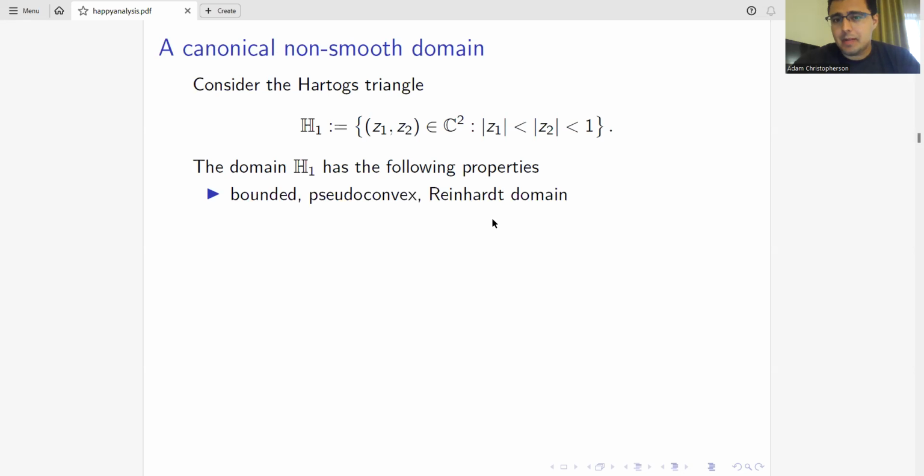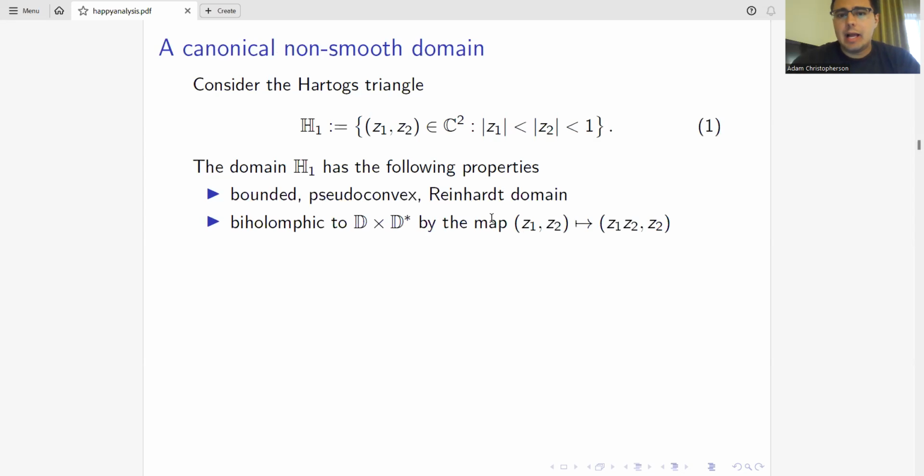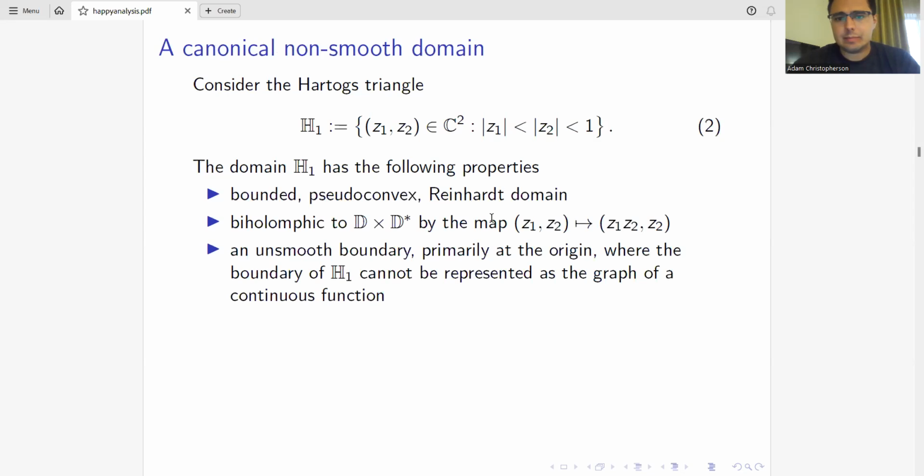It is pseudo-convex. It's also a Reinhardt domain, meaning that rotations of each of the variables is allowed on account of the absolute value. So being a Reinhardt domain means we have the tools of polar integration at our disposal. It's also biholomorphic to D times D star using the following map: z1 goes to z1 times z2, and z2 remains itself. D star denotes the punctured disk, so we remove the origin. However, this domain has one shortcoming. It has a very much unsmooth boundary, particularly at the origin, where the boundary cannot even be expressed as the graph of a continuous function.